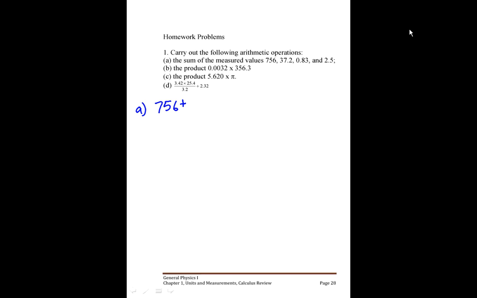756 plus 37.2 plus 0.83 plus 2.5. And if I just put those in my calculator, I get 796.53. But the lowest number of decimal places is with this number, so I keep 0 decimal places. So I'm going to round that up to 797.